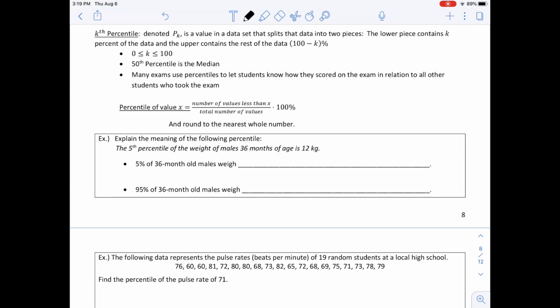The 50th percentile is the median. Many exams use percentiles to let students know how they can score on the exam in relation to all other students who took the exam. To figure out the percentile of a value x, you're going to calculate the number of values less than x, divide by the total number of values, and then multiply by 100%. Then you're going to round to the nearest whole number.